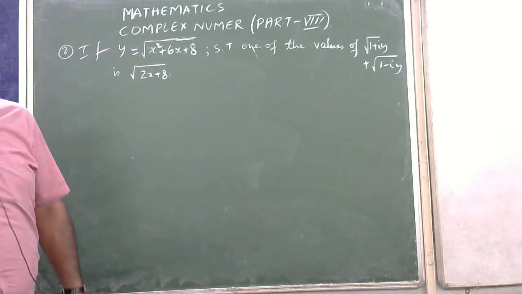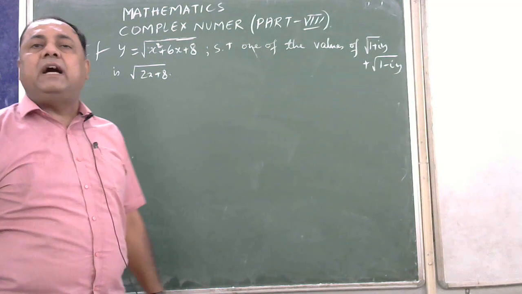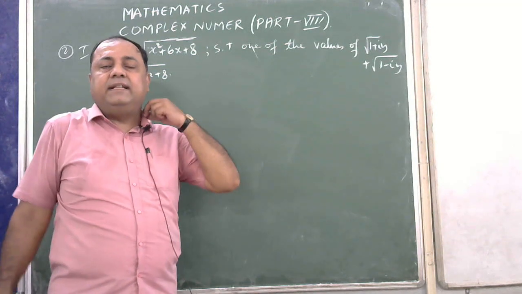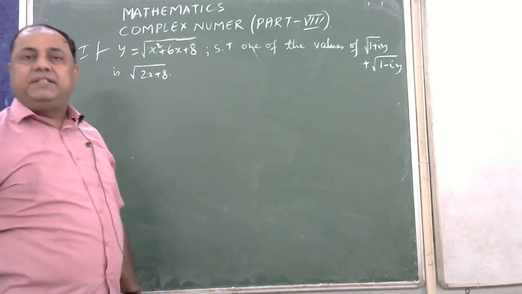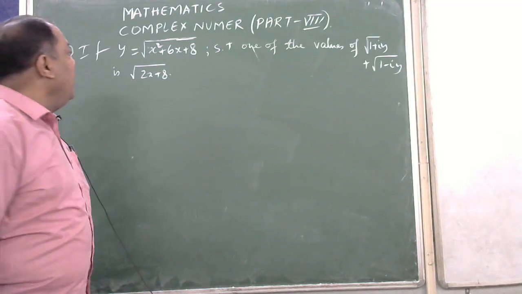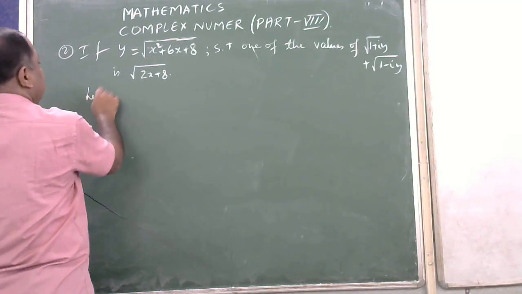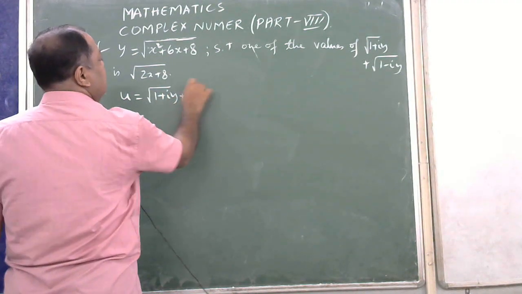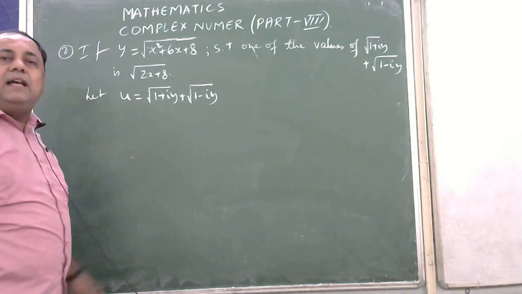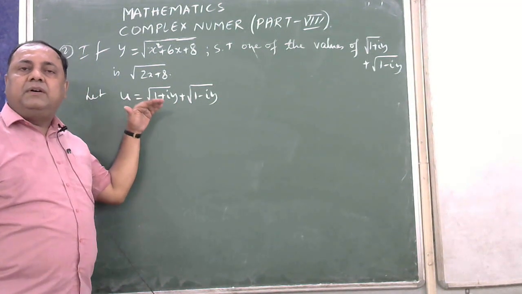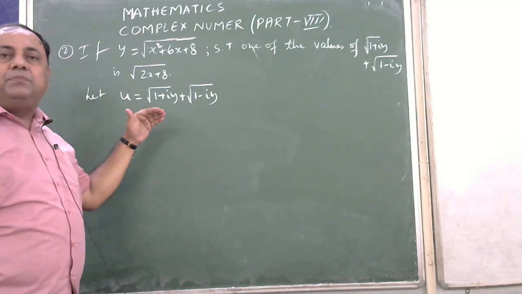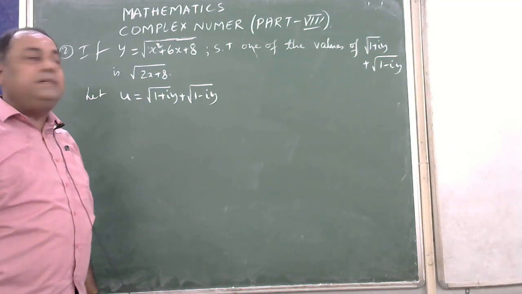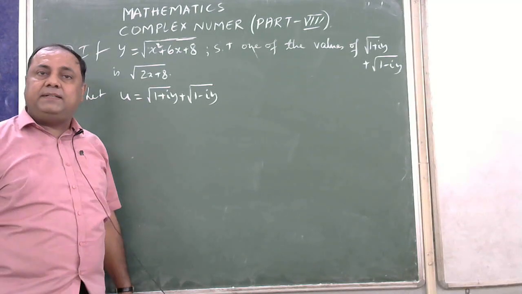This is again a very common problem in our different examinations, and our procedure of determining its value remains the same as the last problem. So I start with, let u is equal to root 1 plus iy plus root 1 minus iy. I have to determine one of the values of u, because I am assuming u is equal to root over 1 plus iy plus root over 1 minus iy.